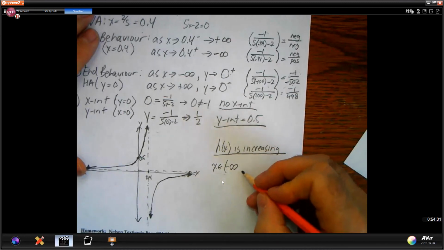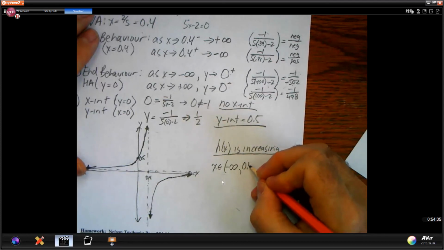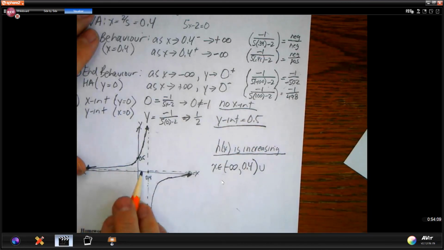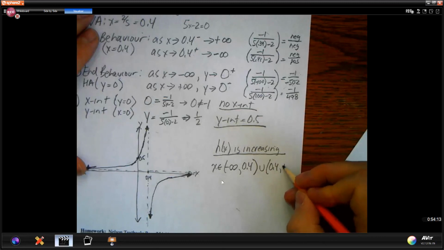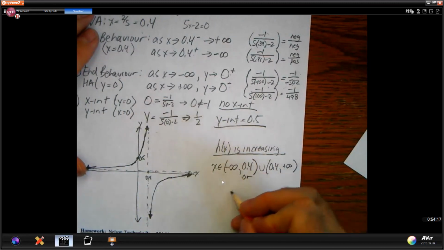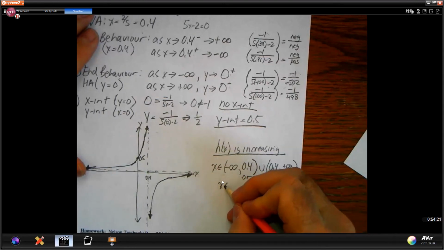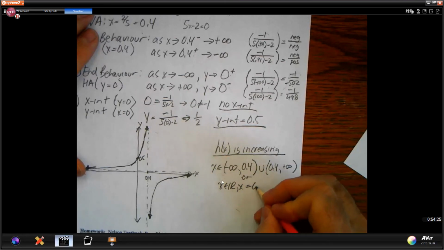So from negative infinity to 0.4, not including. That's the left branch. And then I pick it up again at 0.4 to positive infinity. Or I could use set notation: x is an element of R, x cannot equal 0.4.